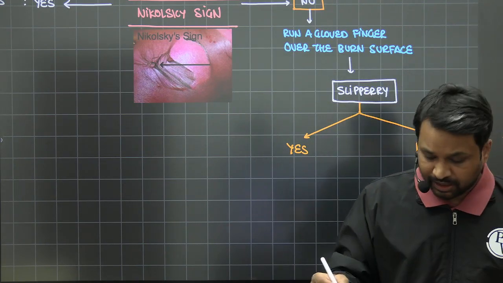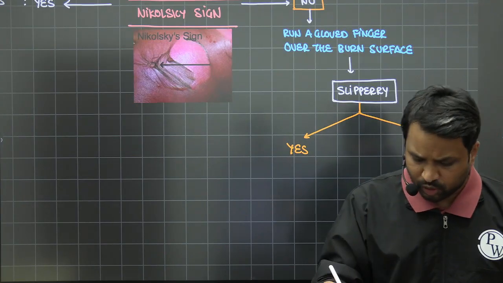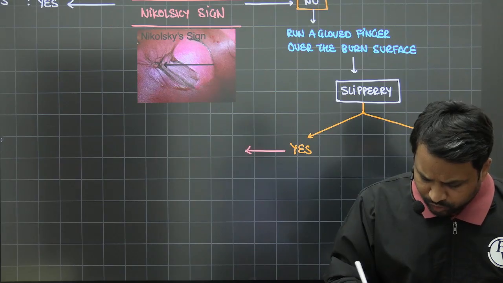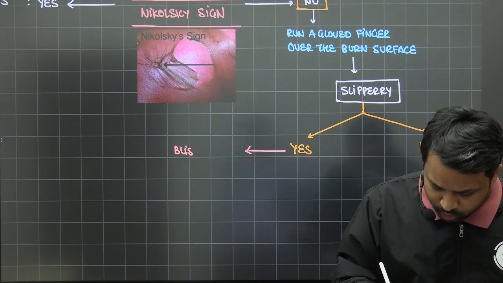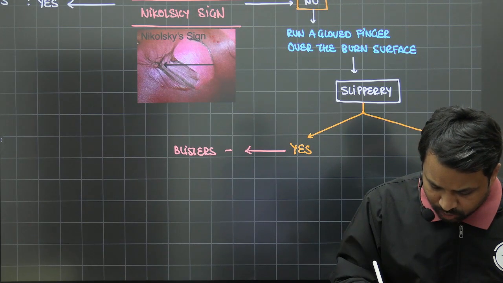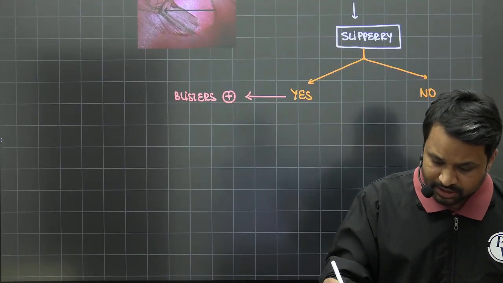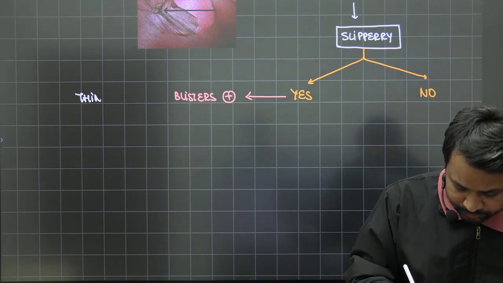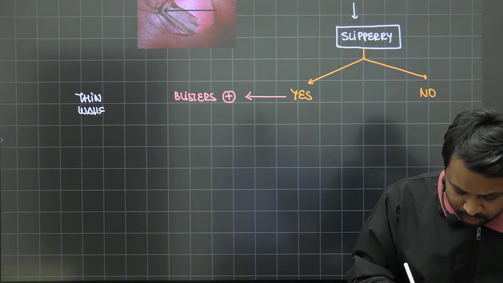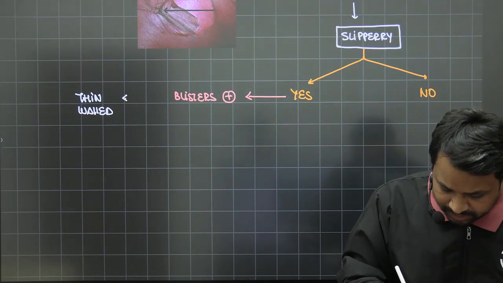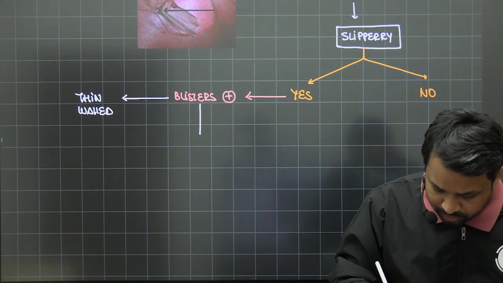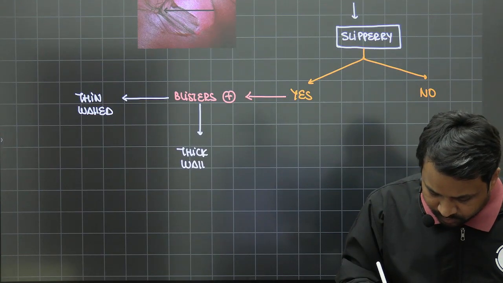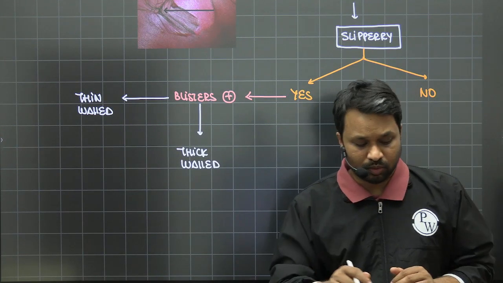If it is slippery, then obviously we'll look for blisters. Usually the blisters are going to be present here. Now blisters can be divided into two components, the thin walled and thick walled. You have thin walled and thick walled blisters, right?